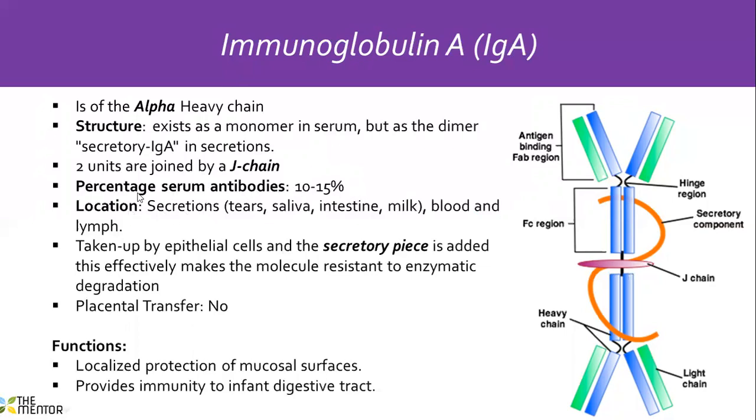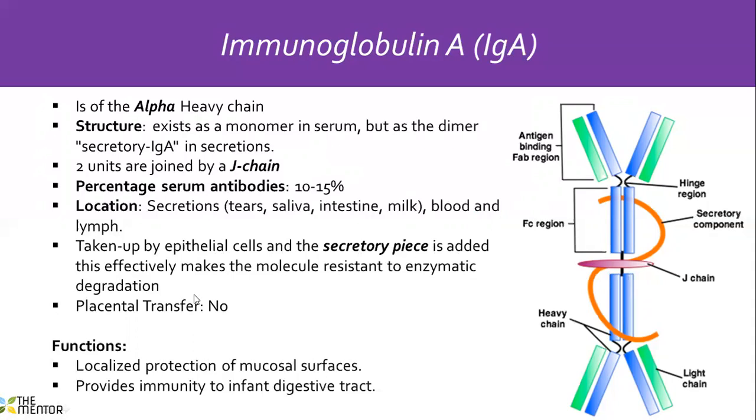As for location, it's mostly in secretions, that is tears, saliva, intestines, and milk, and also in blood and lymph. It is taken up by the epithelial cells, and the secretory piece is added. This ability of IgA to be taken up by the epithelial cells makes it a bit resistant to enzymatic degradation.